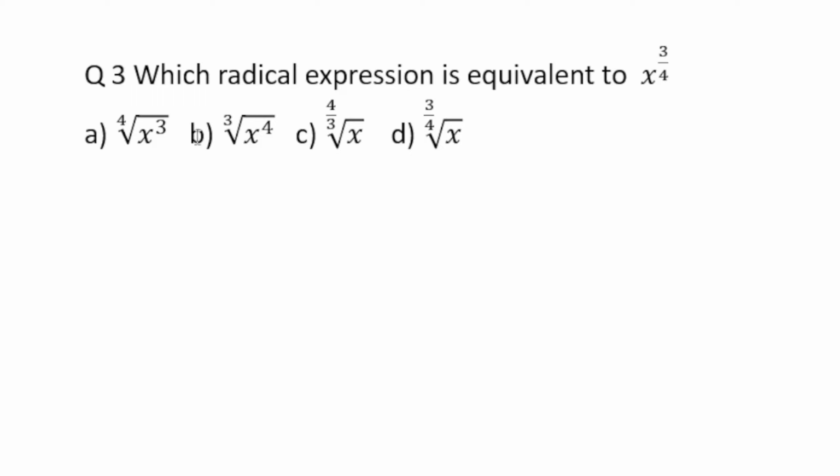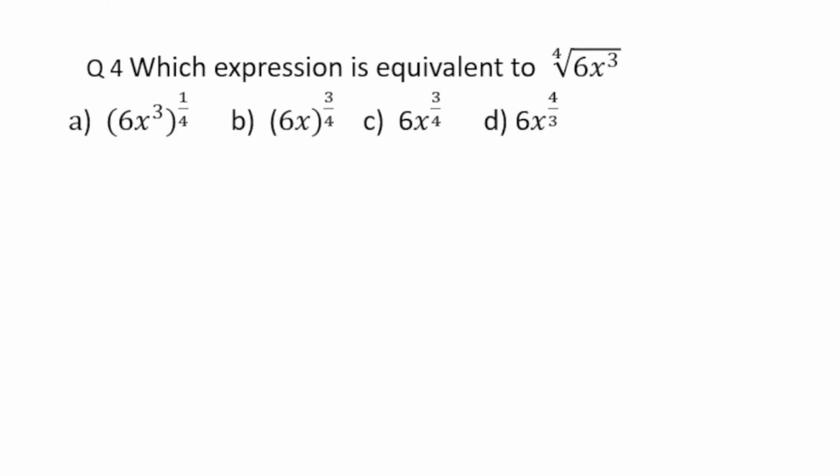Similarly, in question number 3, which radical expression is equivalent to x to the power 3 over 4? This 4 is the 4th root, which means 4th root x to the power 3. Answer is A.